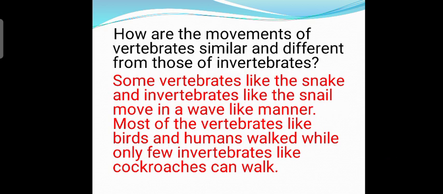Now, how are the movements of vertebrates similar and different from those of invertebrates? Students, yesterday's video was all about the movement of vertebrates, and today we are discussing the movement of invertebrates. So you can give the answer of this question. You can find out the similarities and differences between the animals of these two categories. Some vertebrates like the snake and invertebrates like the snail move in a wave-like manner, which is also called zigzag pattern. Most of the vertebrates like birds and humans walk, while only few invertebrates like cockroaches can walk.